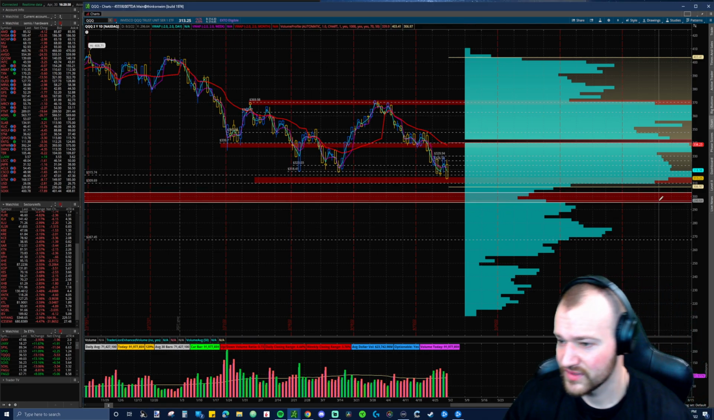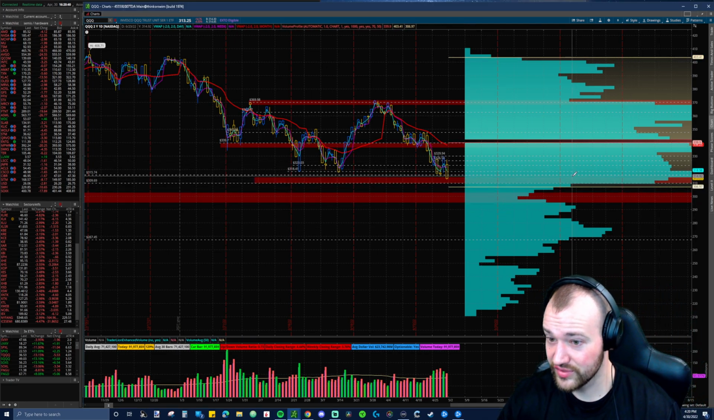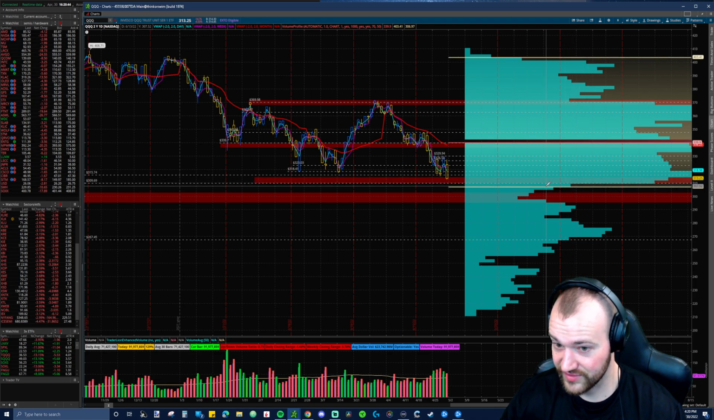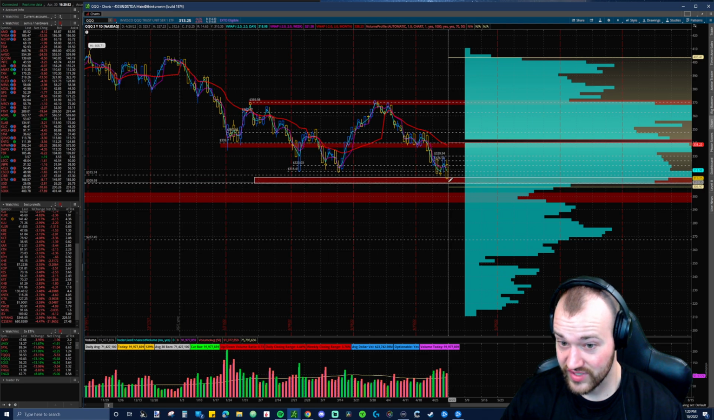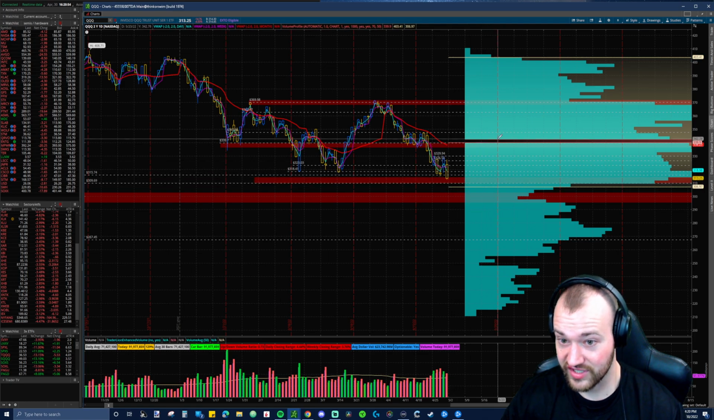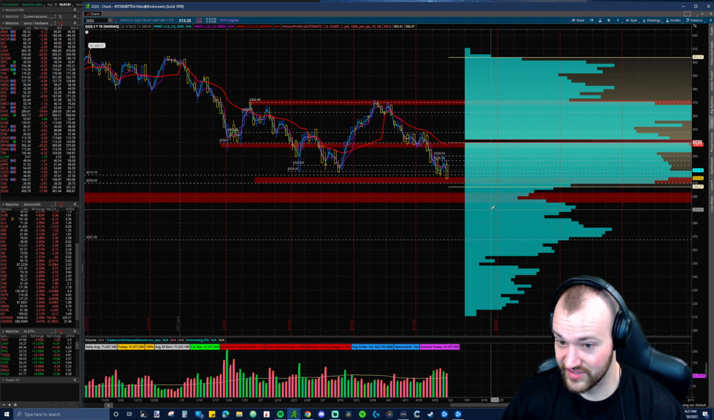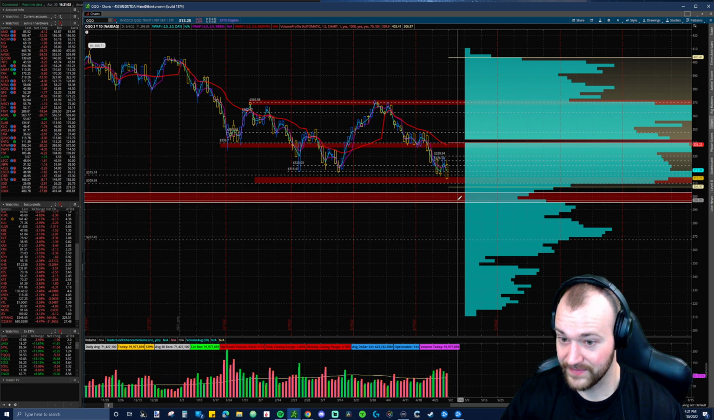Yeah, so if we lose, see once again this volume shelf, if we lose this, the next area has less than half of that volume, pretty much half or less. So if we lose this region right here, if we don't start getting a little bounce back into here, I would not be surprised for it to run straight down into this volume area.